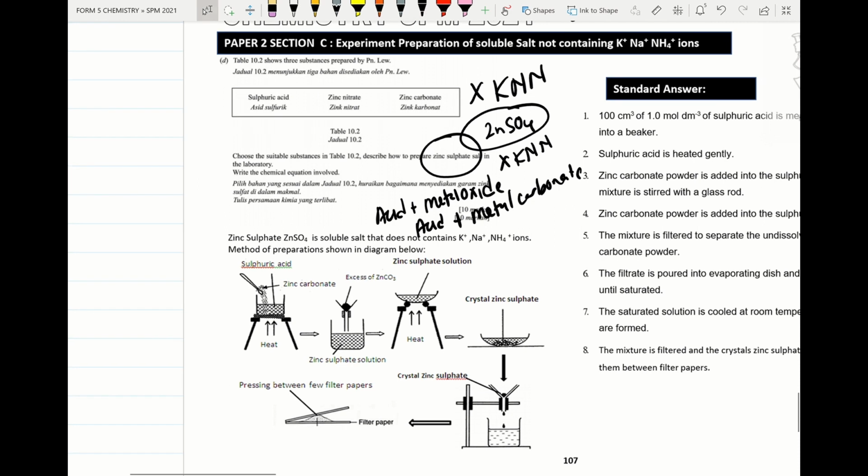Alright, so we try to read this question. Choose suitable substances used to prepare zinc sulfate salt in the laboratory. We need an acid, so sulfuric acid. We need a metal oxide or metal carbonate, so I use this. We don't need this one. We do not need the metal nitrate. Alright, so I take these two.